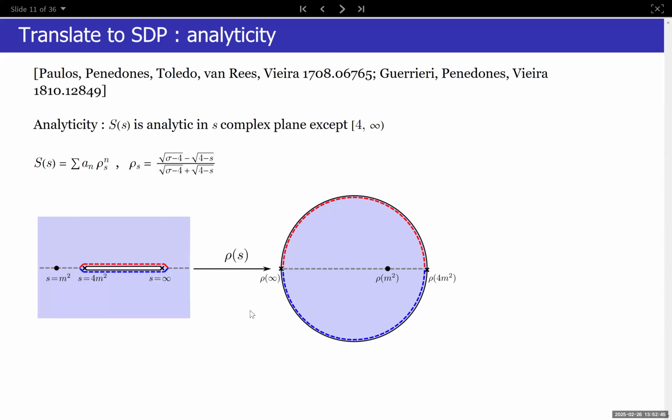So finite order in rho corresponds to what kind of functions of S? It's powers of square roots. I'm trying to understand what the actual ansatz of the truncated rho is. Can you unpack that a little bit for us? You're going to truncate in the series of rho, right? Yes. So what is that in terms of more standard variables? It's just powers of square roots.